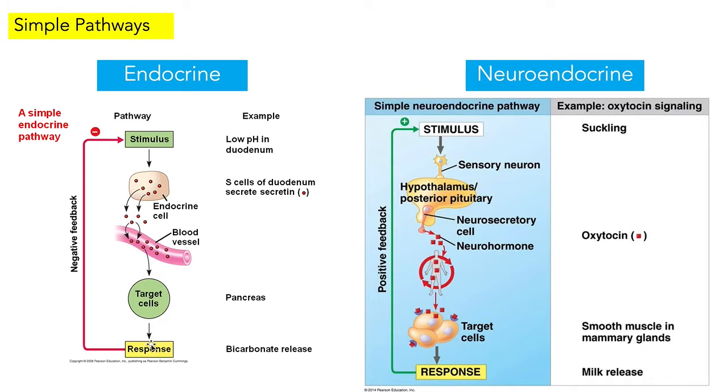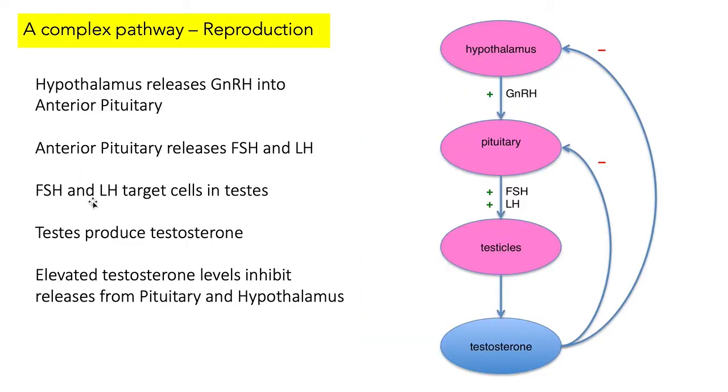And the response will then generate as an outcome a negative feedback, which will shut down the stimulus and then shut down the production of the hormone. So that's the stereotypical simple pathway in a negative feedback system involving the endocrine hormones and endocrine glands.